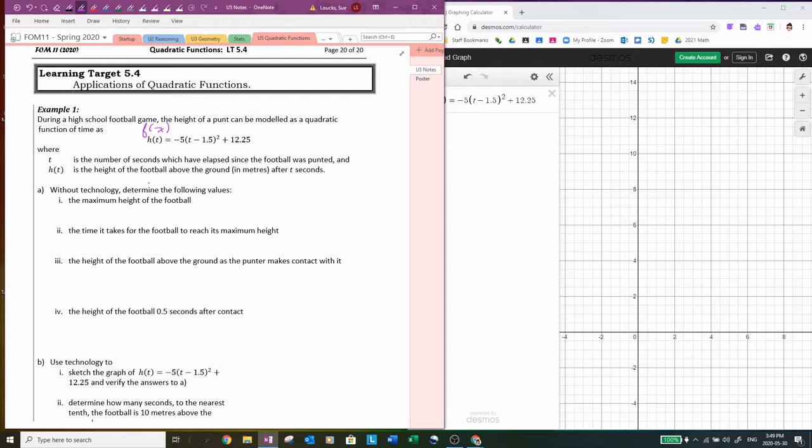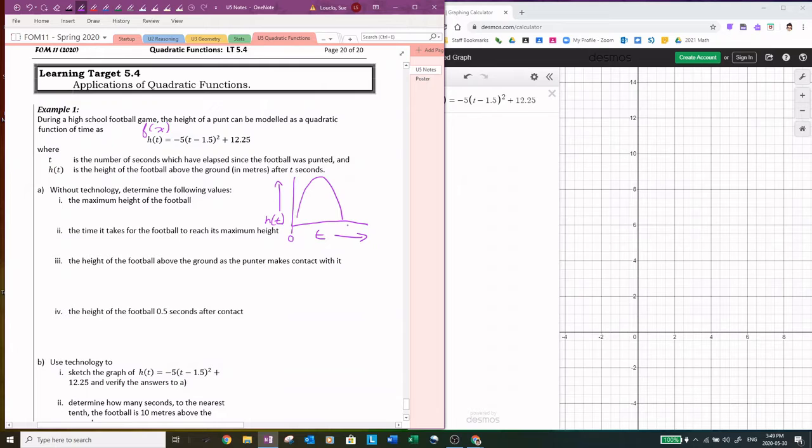Okay, without technology, determine the following values. The maximum height of the football. Well, you know what? Let's just do a really quick and dirty sketch of this, okay? Because this is a real life graph. Anytime you're starting with time, you're starting with an x value of 0, okay? And time always goes along the x-axis, and h of t, the height after time t, is going to go on the y-axis. And we know that this is going to be a parabola that opens down.